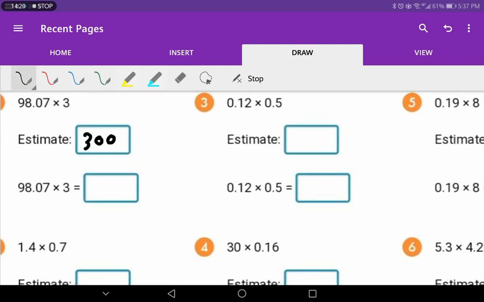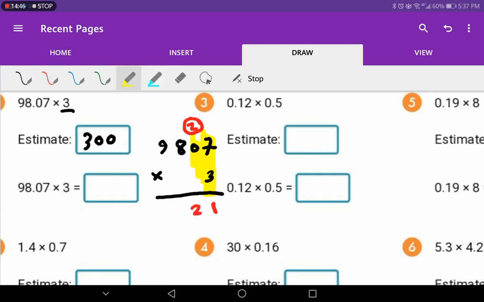I copy it without the decimal point, 9807, and multiply by 3. Let us work. 3 by 7 gives me 21, 1 down and 2 up. Now 3 by 0 equals 0 plus 2 equals 2. Now 3 by 8, 24, 4 down and 2 up. Last, 3 by 9, 27, plus 2 equals 29.